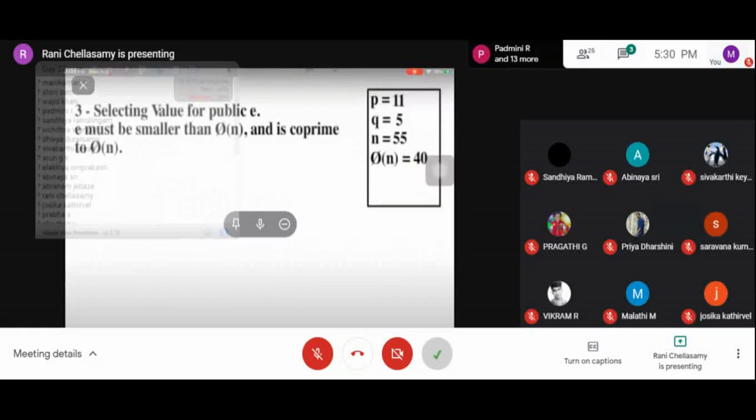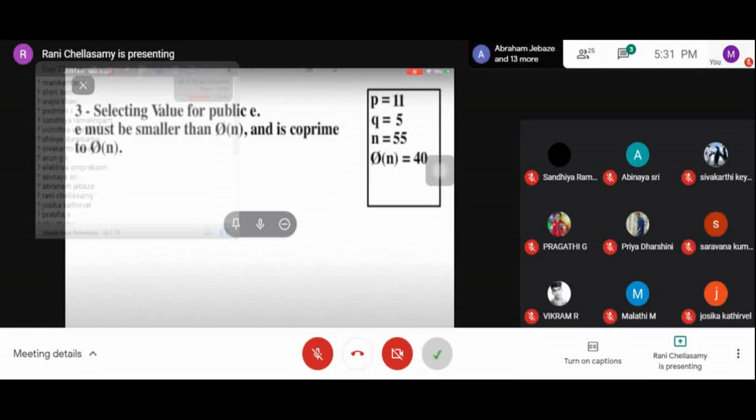Now we have to select the value for the public key E. E represents the public key, and two conditions are given: the public key must be smaller than phi of n, and it should be co-prime to phi of n.